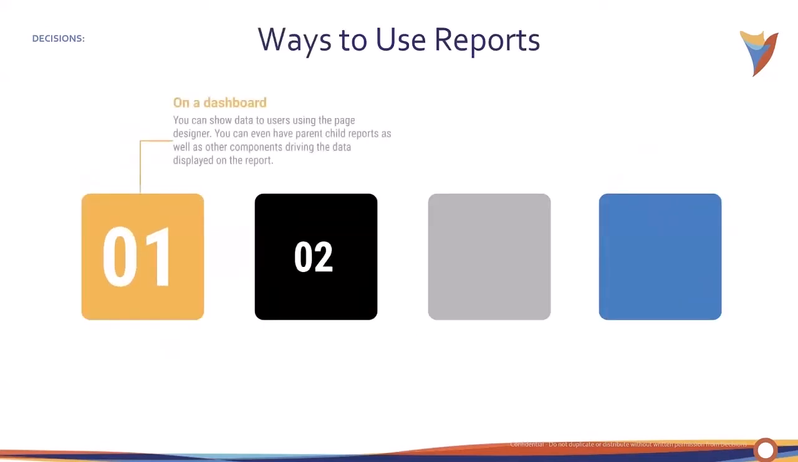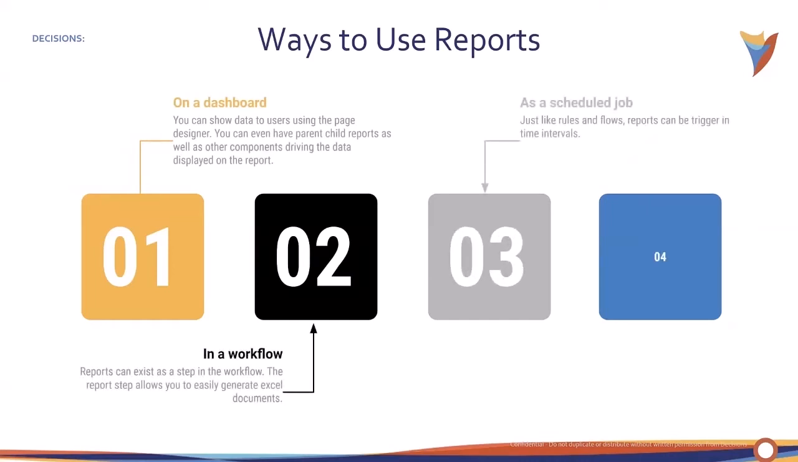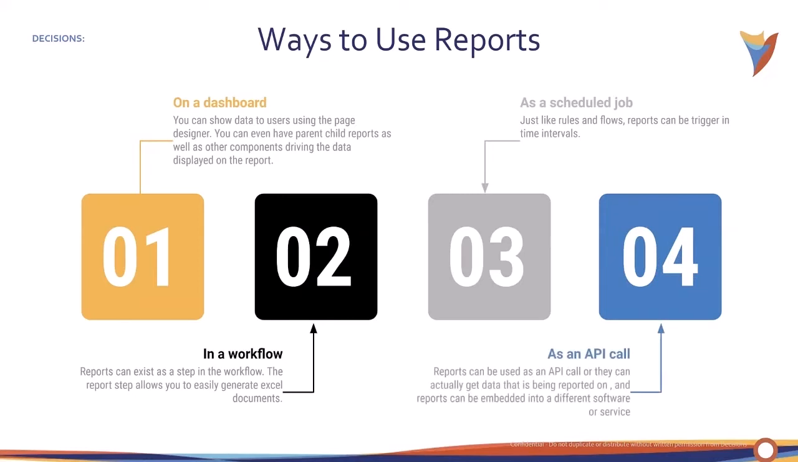There are different ways to use reports in Decisions. The first one is to embed that report on the dashboard. The second way is in a workflow. I can call the report, use the information or the records in the report, and then use that in the flow. Third, I can also run reports as scheduled jobs. I can designate a particular date and time when I would want to run that report. And fourth, we can call a report via API.